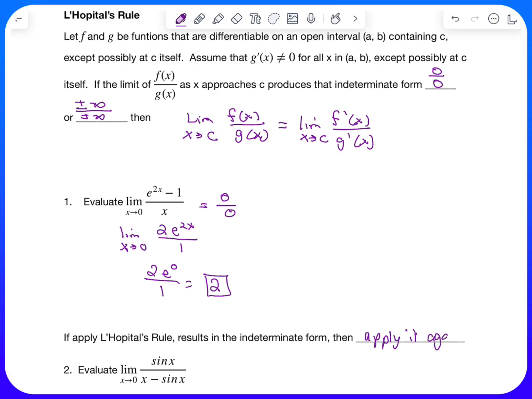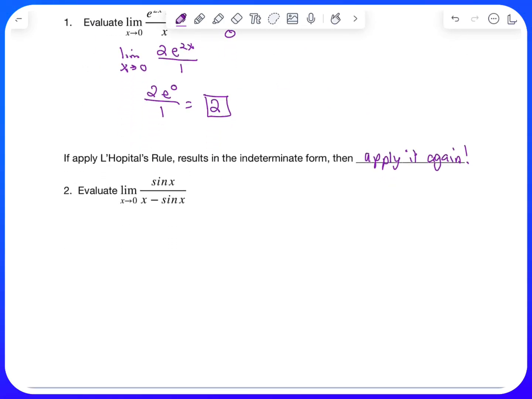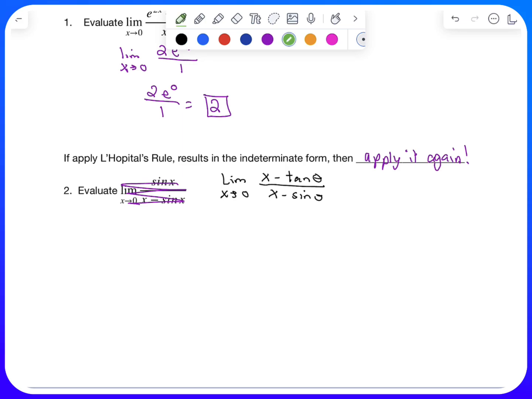If you apply L'Hopital's rule and it results in the indeterminate form, then you have to apply it again, and sometimes you have to do it repeatedly. So we're going to look at example 2, but I'm going to do another problem. So let's cancel that one out, and let's instead figure out the limit as x goes to 0 of x minus tangent of theta divided by x minus sine of theta. So direct substitution: I'll get 0 minus tangent of 0 over 0 minus sine of 0. So that's 0 minus 0 over 0 minus 0, which is 0 over 0.